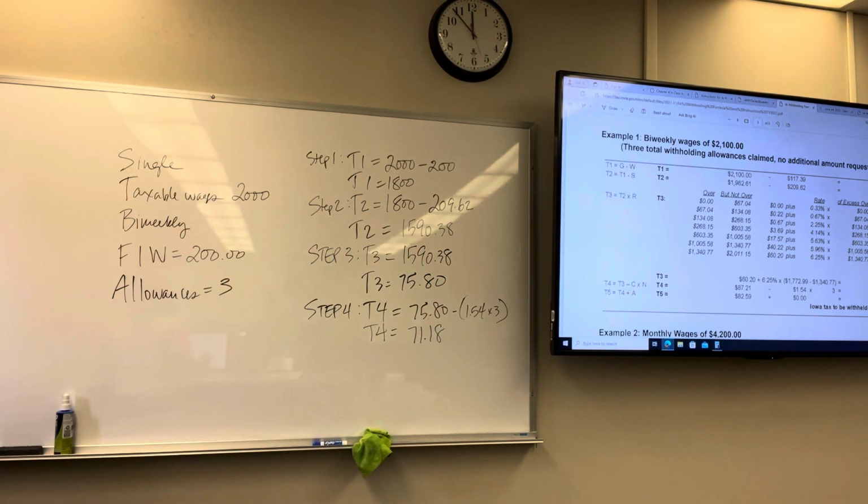Because I got 75.83. You got 75.83? Yeah, I don't think that would. So if we had, let's see, 1590.38 minus 1340.77, 249.61 times 0.0625, $15.60 plus 60.20, 75.80. So I get 75.80. Yeah, you were right on that. Okay.